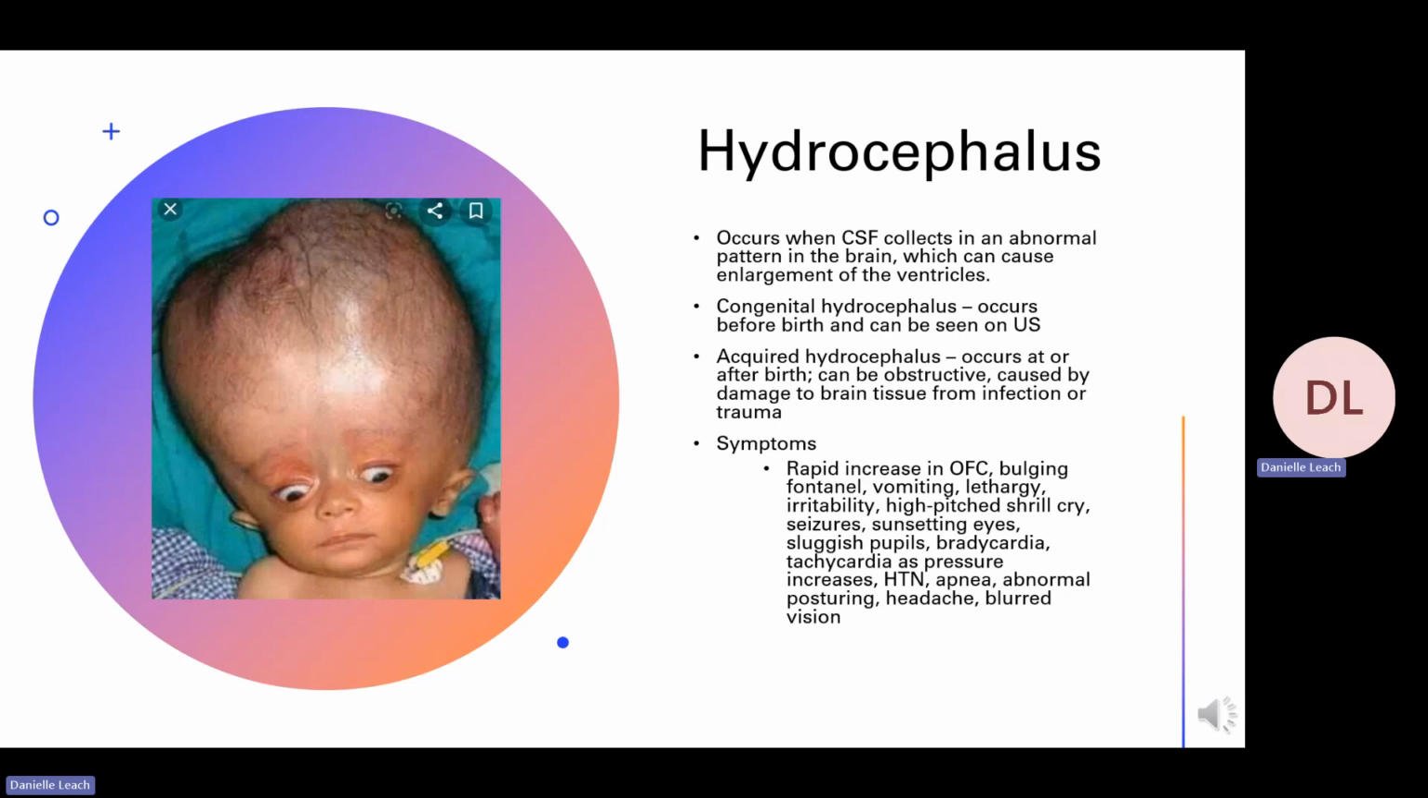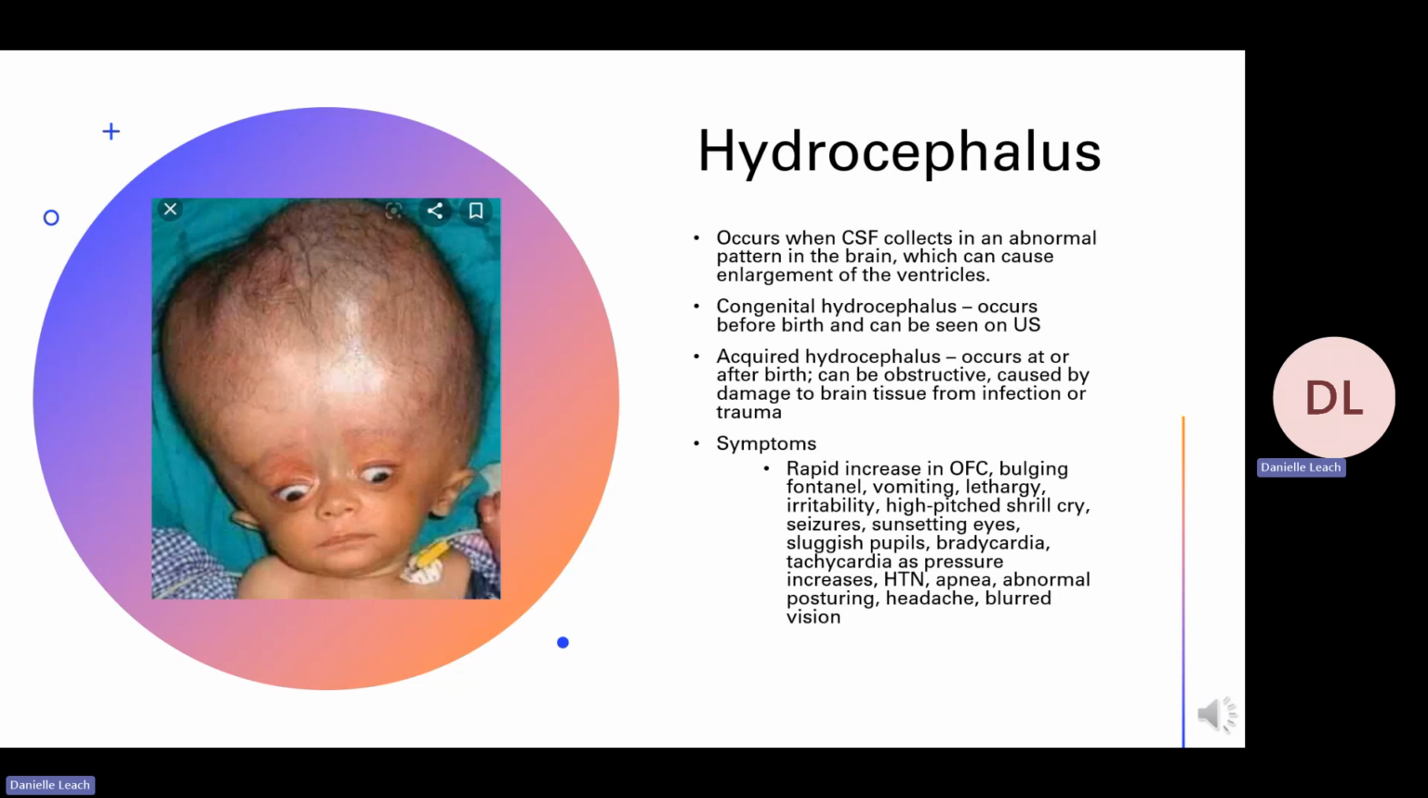the baby has hydrocephalus. There's also acquired hydrocephalus, which would occur either at birth or after birth, which can be obstructive. It's often caused by damage to brain tissue, so that would probably be the one that's at birth, so if there's some sort of birth trauma. But it could also be caused from infection, so if the baby has something like meningitis, it could cause hydrocephalus.